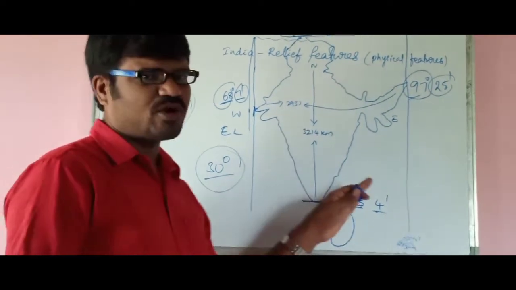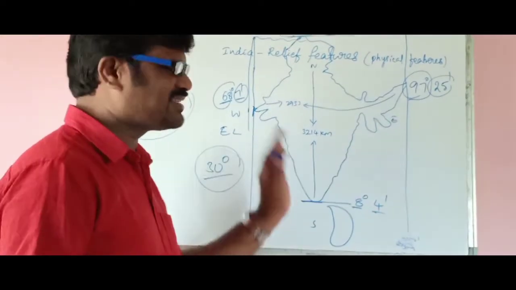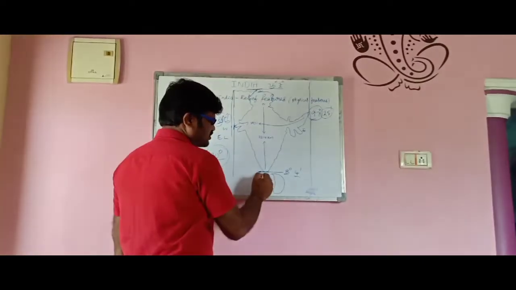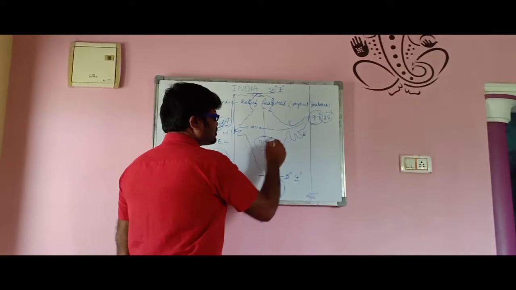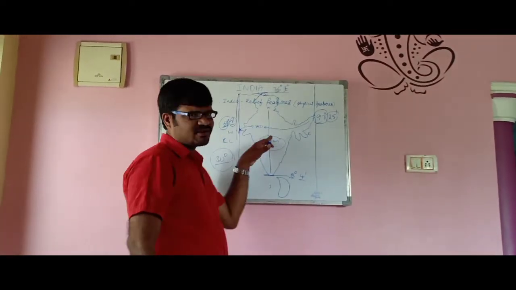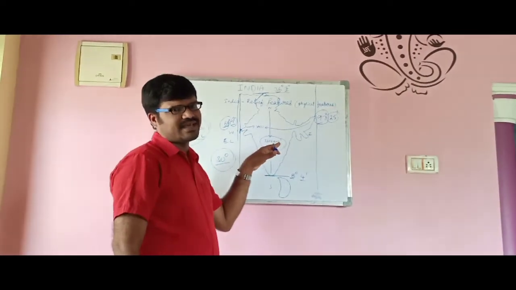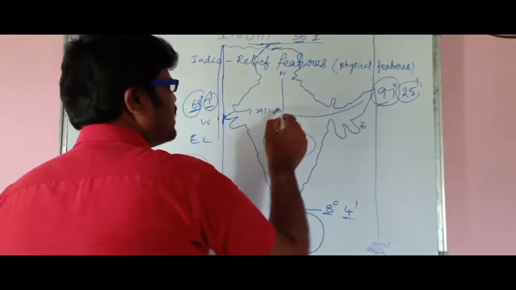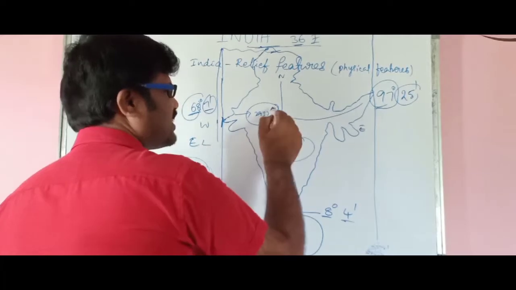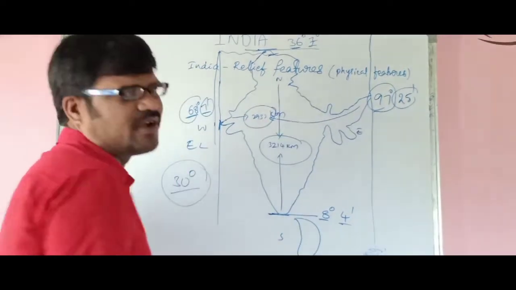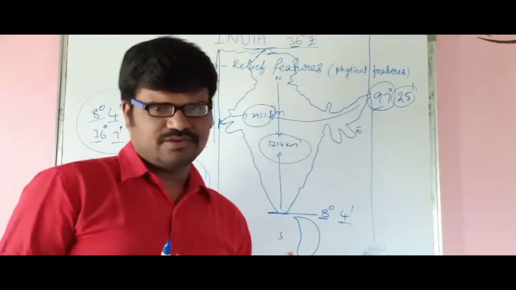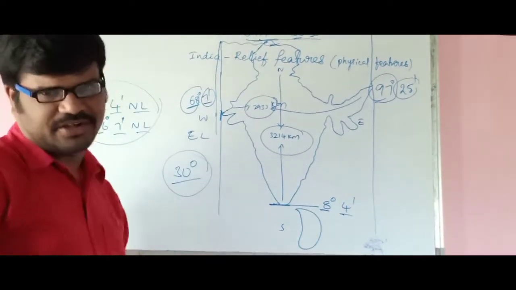So when we talk about the distance between east and west and north and south, the distance between north and south, from Jammu and Kashmir to Tamil Nadu, is 3,214 kilometers. In between Arunachal Pradesh and Gujarat, we find 2,933 kilometers distance. Okay, now I can tell you, this is India, the location we have known.